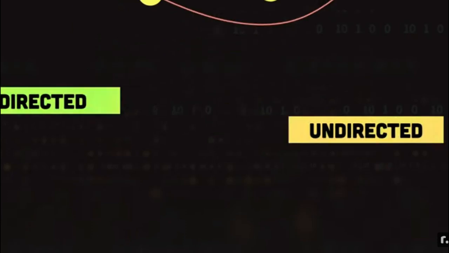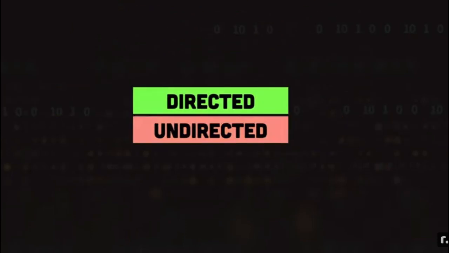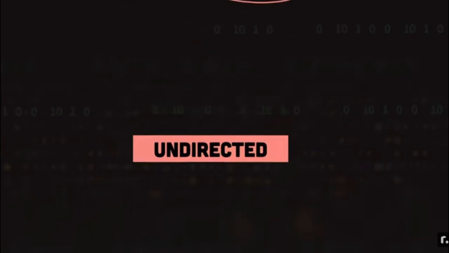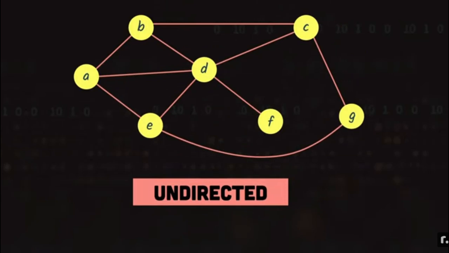Alright, so the graph can either be directed or an undirected graph. The graph that we previously looked at was an undirected graph. In undirected graph we have no direction tied to the edges. So if you look at this graph, we don't have any direction on any of the edges. We can travel from any node to the adjacent node and back.